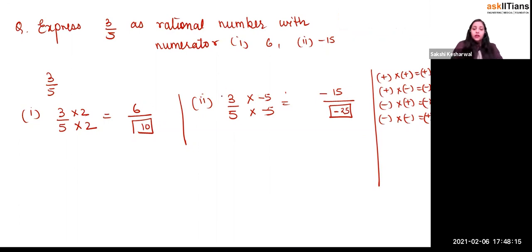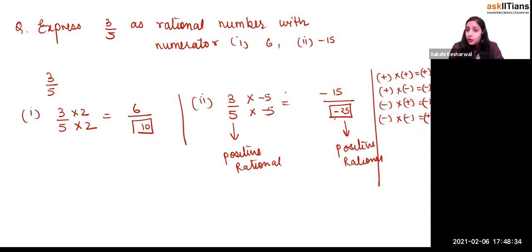And there's another way to think about this. See, 3/5 is a positive rational number, right? So this also has to be a positive rational number, yes or no? But it has a negative sign over here. So the denominator should also have a negative sign, which means you have multiplied by 5 and by minus 5, right?